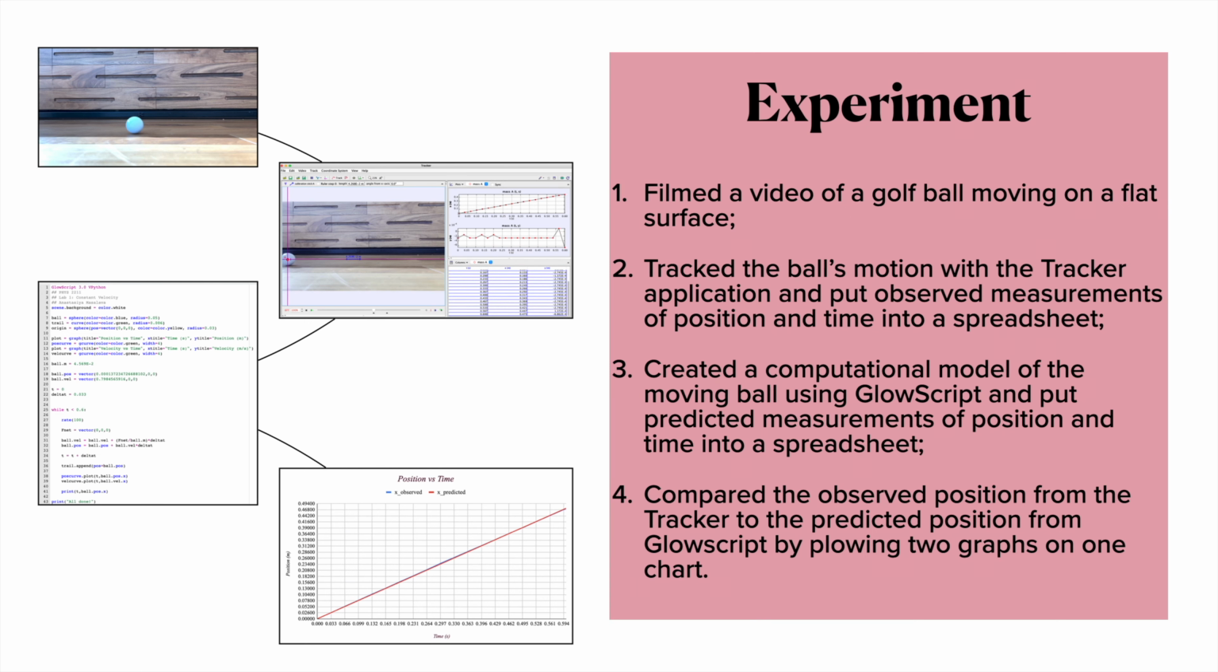The experiment consisted of 4 parts. Firstly, I filmed a video of a golf ball moving on a flat surface. Then I tracked the ball's motion with the Tracker application and put observed measurements of position and time into a spreadsheet. After that, I created a computational model of the moving ball using GlowScript and put predicted measurements of position and time into a spreadsheet. Finally, I compared the observed position from the tracker to the predicted position from GlowScript by plotting two graphs on one chart.